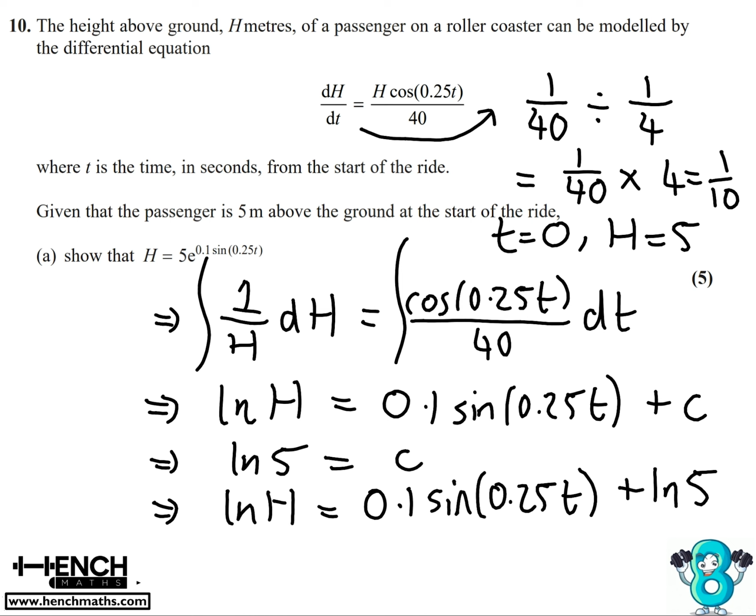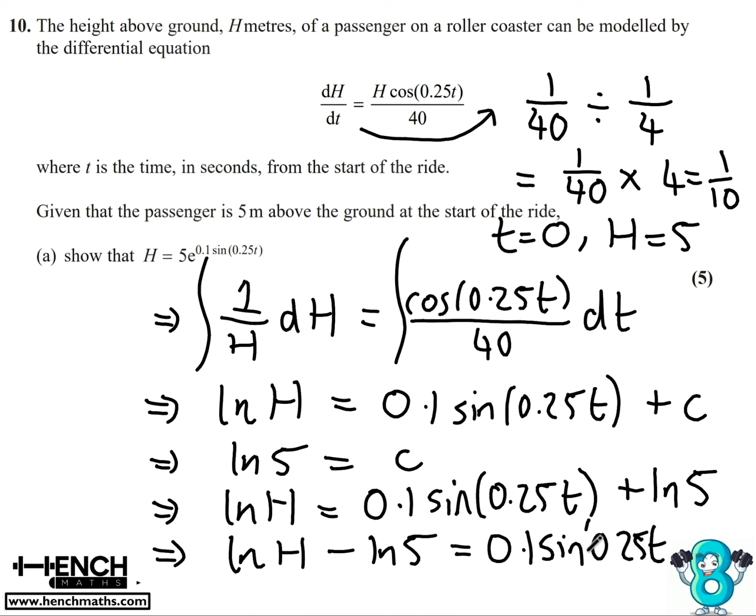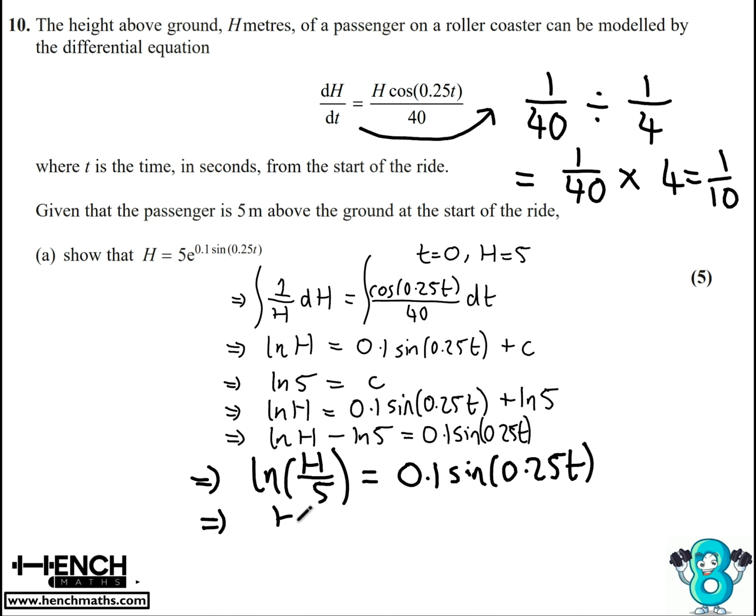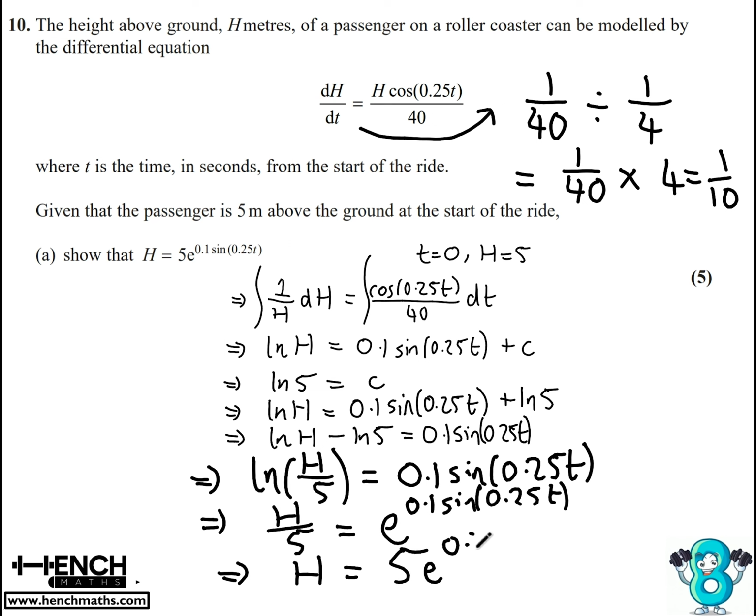Now let's move that over with the other natural log. Logarithms, they get lonely, they want to be together. And we end up with this. If we invert our logarithm, this will leave us with h over 5 is equal to e to the power of 0.1 sine 0.25t. And so our last step will be that h is equal to, multiply the 5 over, 5 e to the power of 0.1 sine 0.25t. Thus we've shown what they wanted us to for 5 marks.